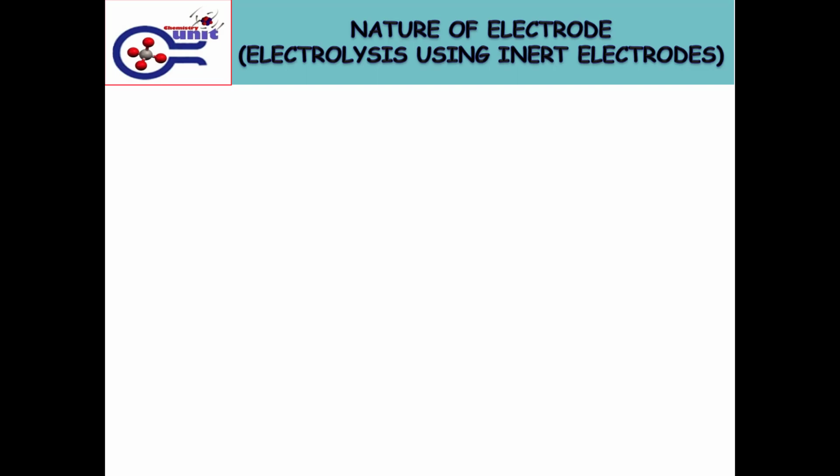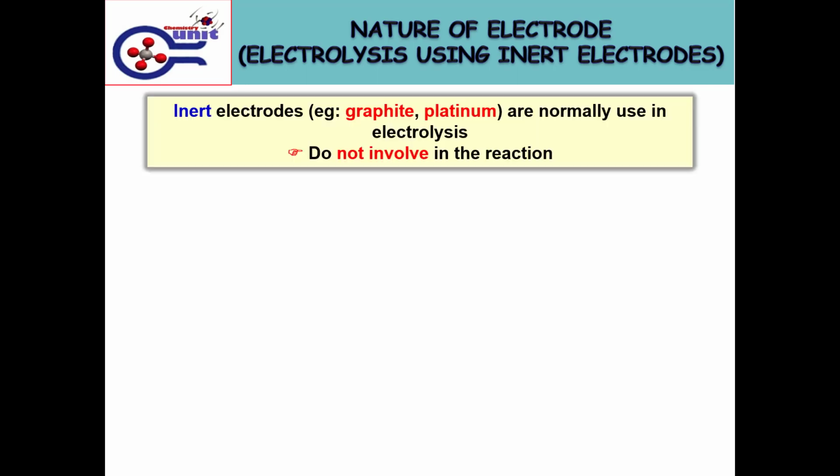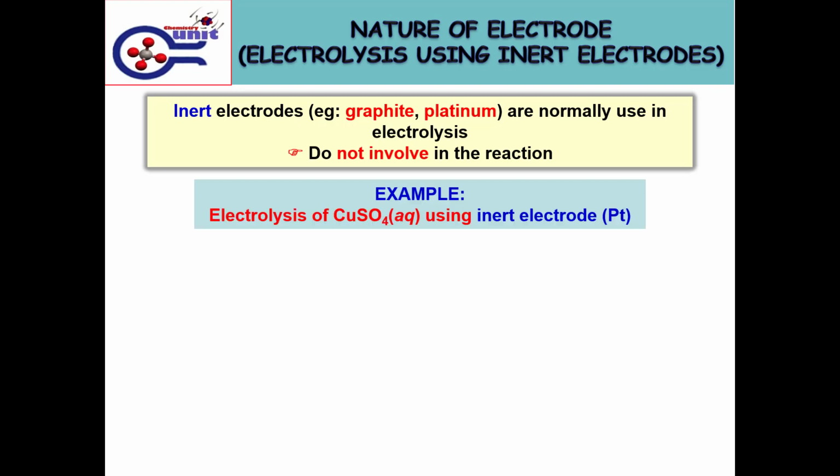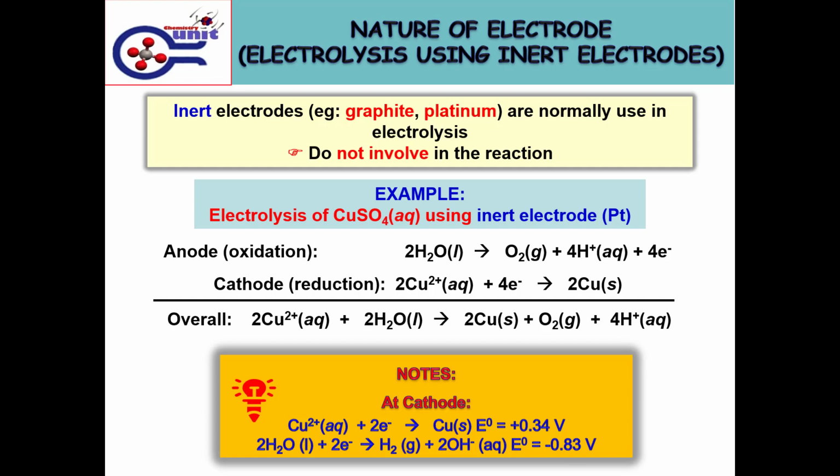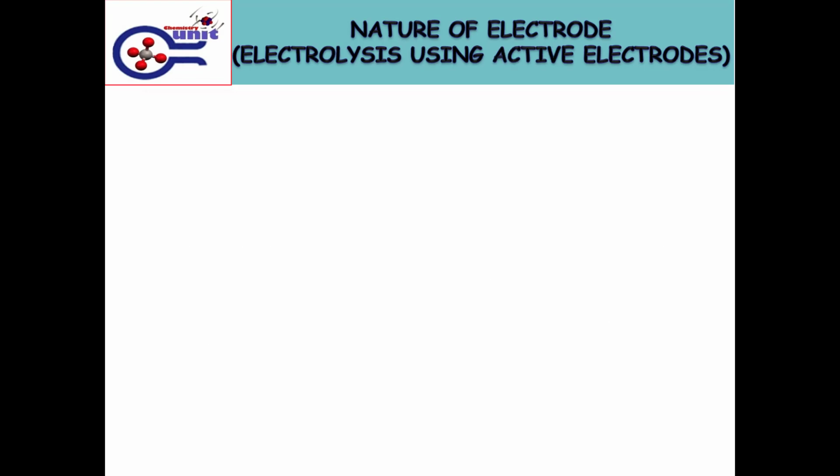Next, we continue the discussion on the third factor that affects the product in electrolysis, which is the nature of the electrode. First, electrolysis using an inert electrode. Inert electrodes, for example graphite or carbon and platinum, do not take part in the reaction. For example, electrolysis of copper sulfate solution using platinum electrode. At the anode, water will be oxidized to form oxygen gas. At the cathode, copper ion will be reduced to form copper metal. Please take note that copper ion is selected to be reduced because it has a more positive electrode potential compared with water.